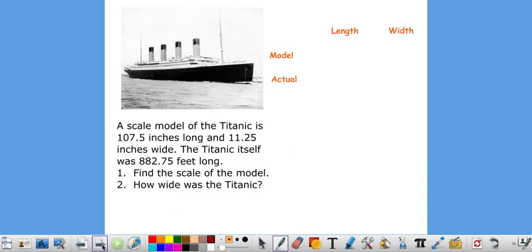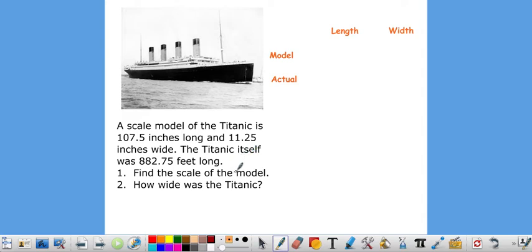So let's look at maybe a better example. A scale model of the Titanic is 107.5 inches long. So obviously that's a lot smaller than the real Titanic, and it's only 11.25 inches wide. The real Titanic was 882.75 feet long. We're asked to find the scale of the model and then figure out how wide the Titanic was.